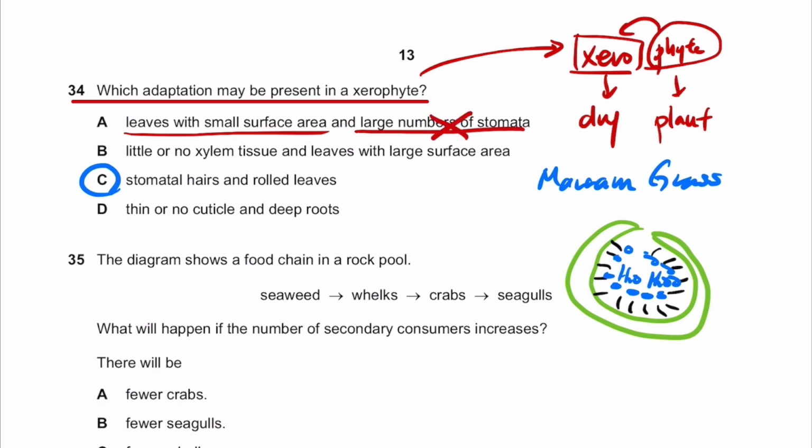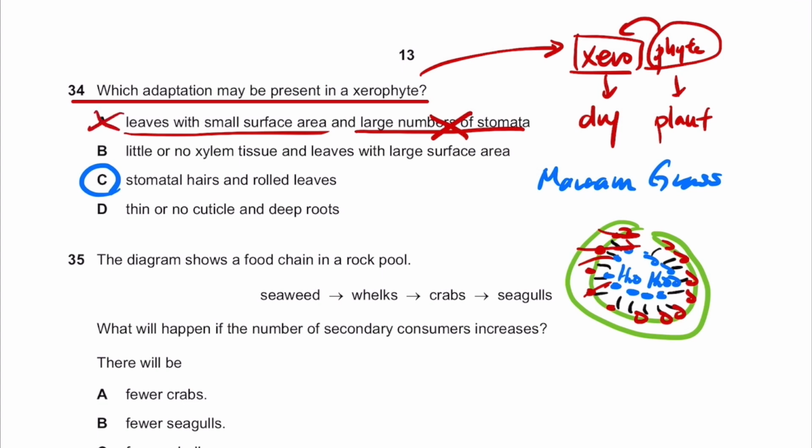If there are a lot of stomata, then it means there are more pores that the water vapors can escape. So if there are many stomata present in the leaves, then more water molecules will go out and the plants will lose more water. So A is not the answer.